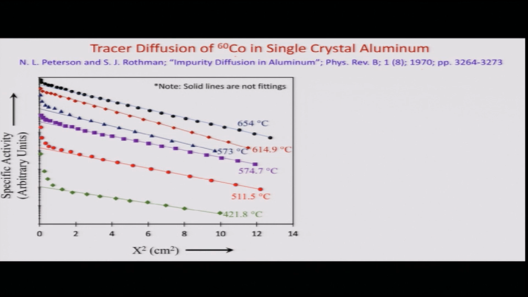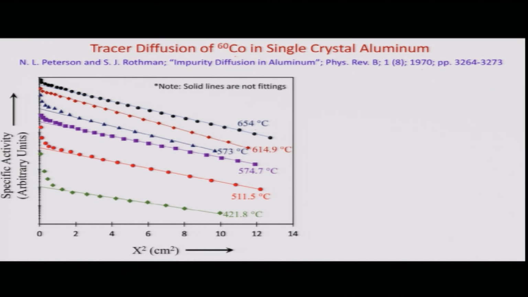So, you can see they have done the experiments at various temperatures, including 654 degree centigrade, 614.9 degree centigrade, 573 degree centigrade, down to 421.8 degree centigrade. Most part of each data set can be fitted by a straight line as expected. However, near to the surface, that is close to x equal to 0, we can see each of the plots deviates from the straight line and it shows some upward curvature.